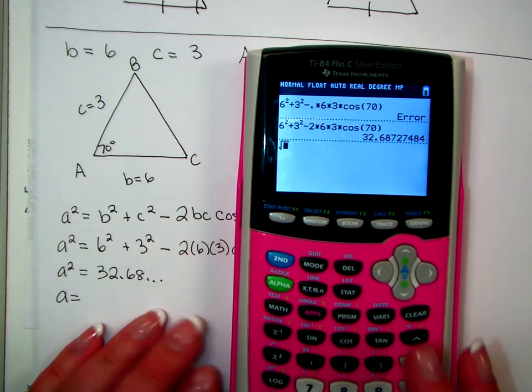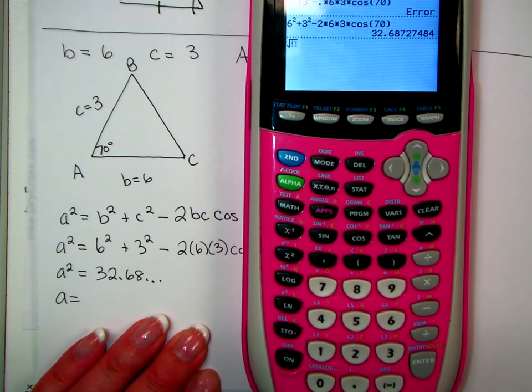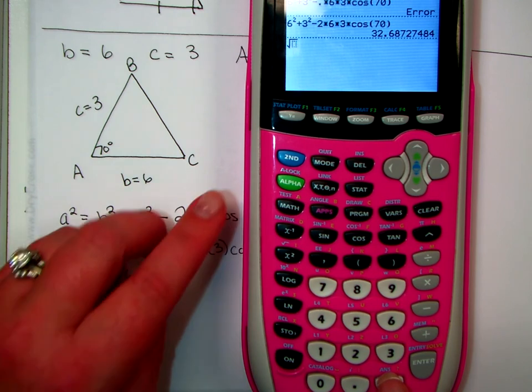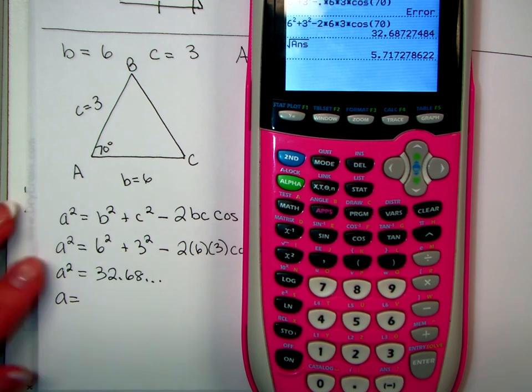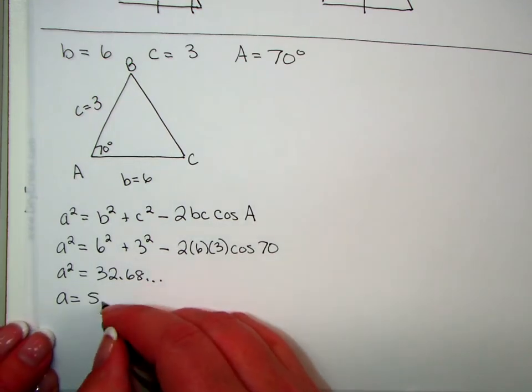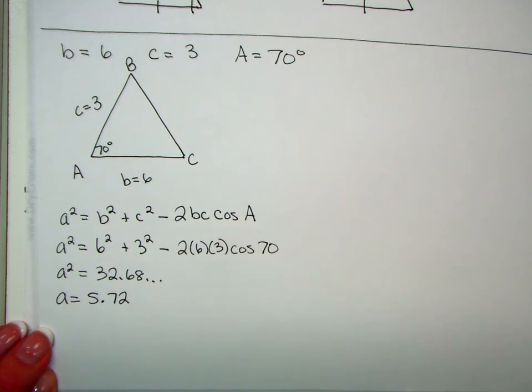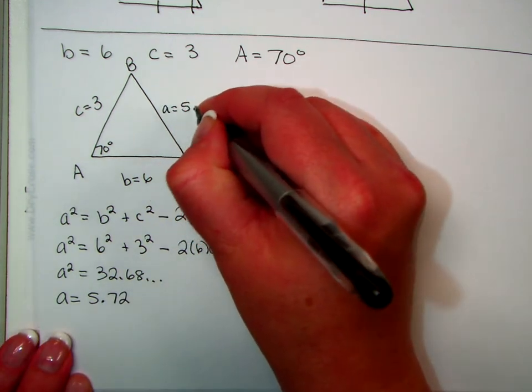So second square root. Now remember how to pull the answer underneath the square root. Answer is down here at the bottom of the calculator above the negative sign. And it's in blue, so second. And then the negative will get you your answer on your screen. And then you get 5.71, okay, or 72. Let's do 5.72 there. So now I know little a is 5.72.